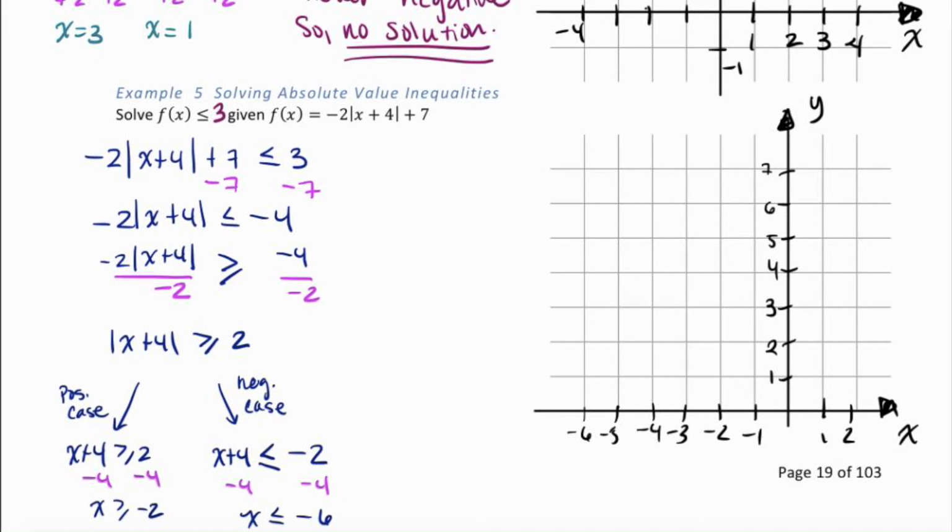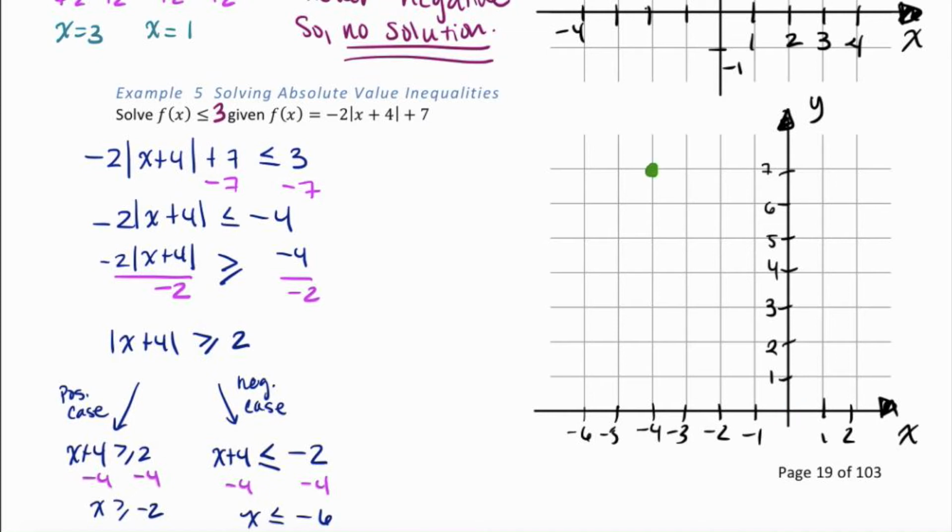Our original absolute value graph has a vertex here at the origin, which is 0, 0. This graph is going to be shifted to the left 4. That's 1, 2, 3, 4, and then up 7 to here. So our vertex is going to be here at negative 4, positive 7.